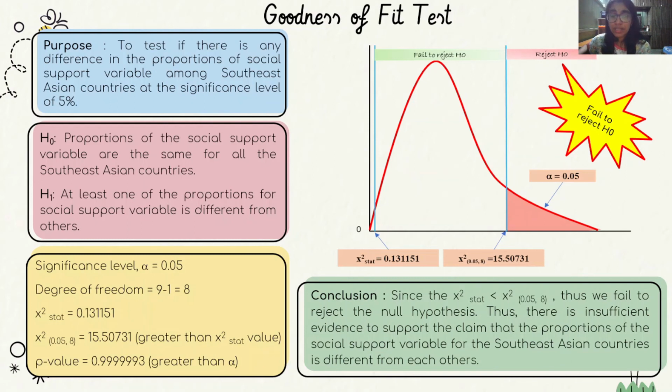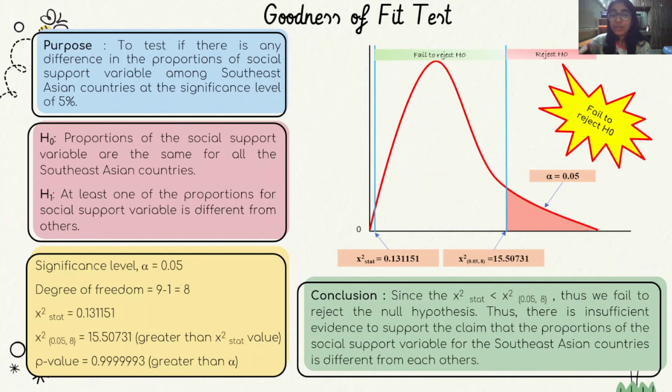Fourthly, we have conducted the goodness of fit test. The purpose of this test is to test if there is any difference in the proportions of the social support variable among Southeast Asian countries. For the null hypothesis, proportions of the social support variable are the same for all the Southeast Asian countries. For the alternative hypothesis, at least one of the proportions for the social support variable is different from the others.